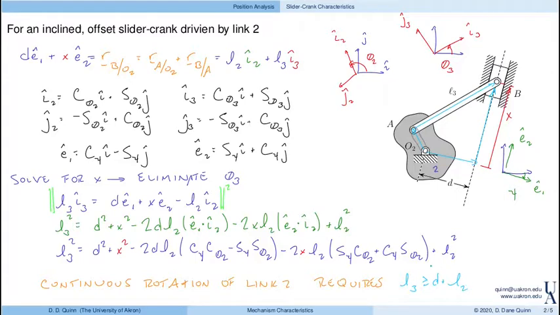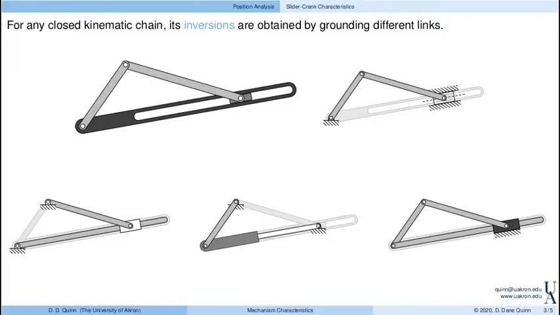So this is a constraint of properly designed mechanisms, at least mechanisms that are designed to undergo complete rotations by the driving link. So a little bit more about slider cranks. Inversions are obtained by grounding different links.